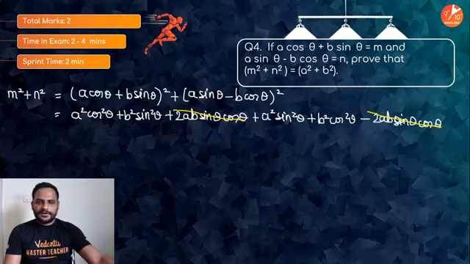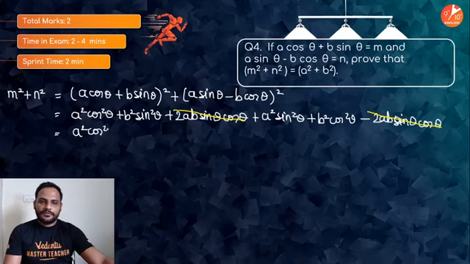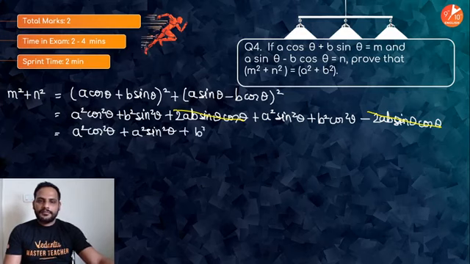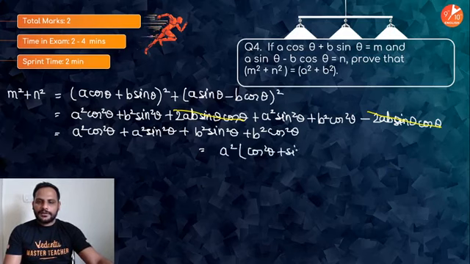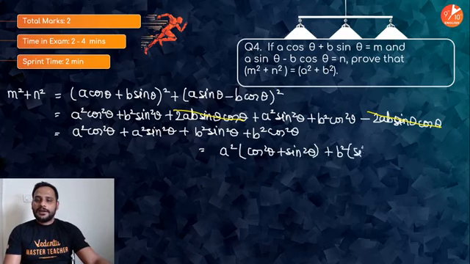And now let's take the A square terms common. So I can say, sir, A square cos square theta I have over here, and here I have A square sin square theta, and here I have B square sin square theta, and here I'm left with B square cos square theta. These are the four terms left. Take A square common. So A square, if I take common, I'll be getting cos square theta plus sin square theta. And if I take B square common, I'll be getting sin square theta plus cos square theta.